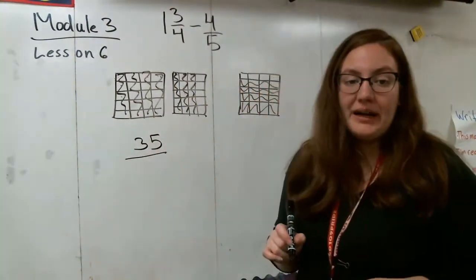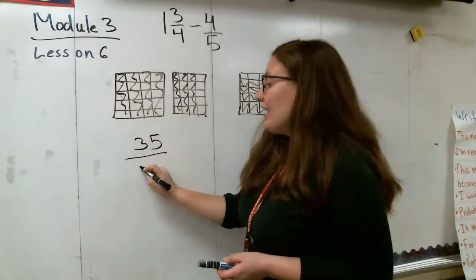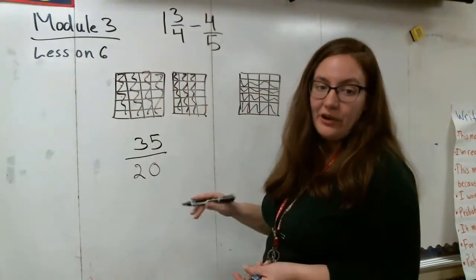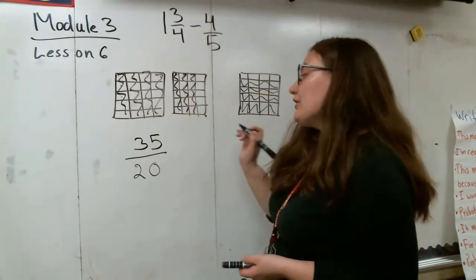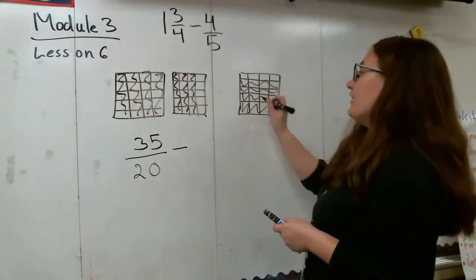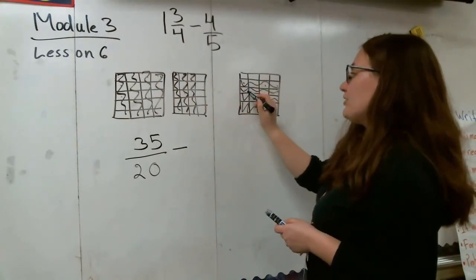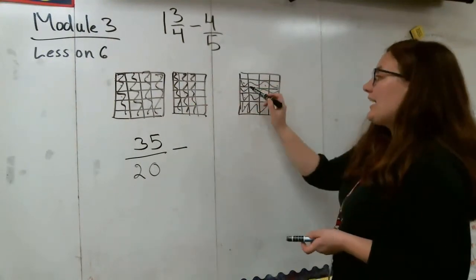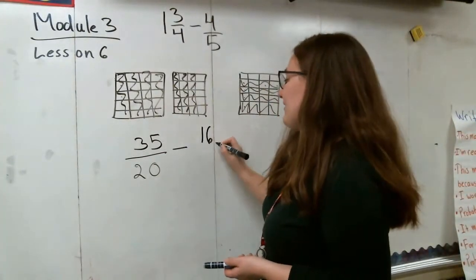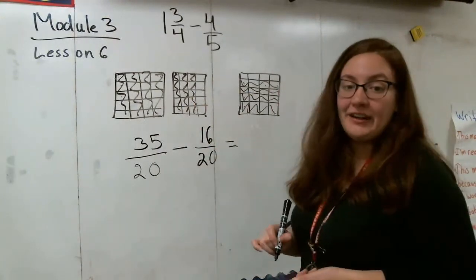So now I need to figure out what my denominator is. And remember, we counted 20 parts over here. And that lets me know that in 1 whole, I have 20 parts, and that would be my denominator. So I have 35/20 minus, and again, we're going to use that trick. We're going to go across 1, 2, 3, 4, and then go down 1, 2, 3, 4. So I have 16, because 4 times 4 is 16. I have 16/20. And now I need to subtract.